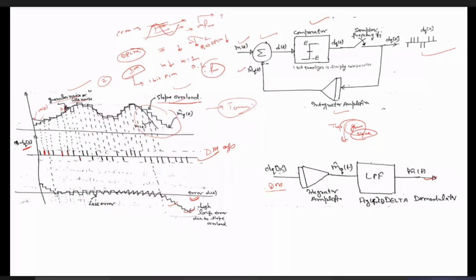The transmission bandwidth for PCM is M times fm. If you take M equal to 1, the 1 bit, it is nothing but fm. So you can see the transmission bandwidth for delta modulation reduces by a factor of M. This is a major advantage compared to PCM.